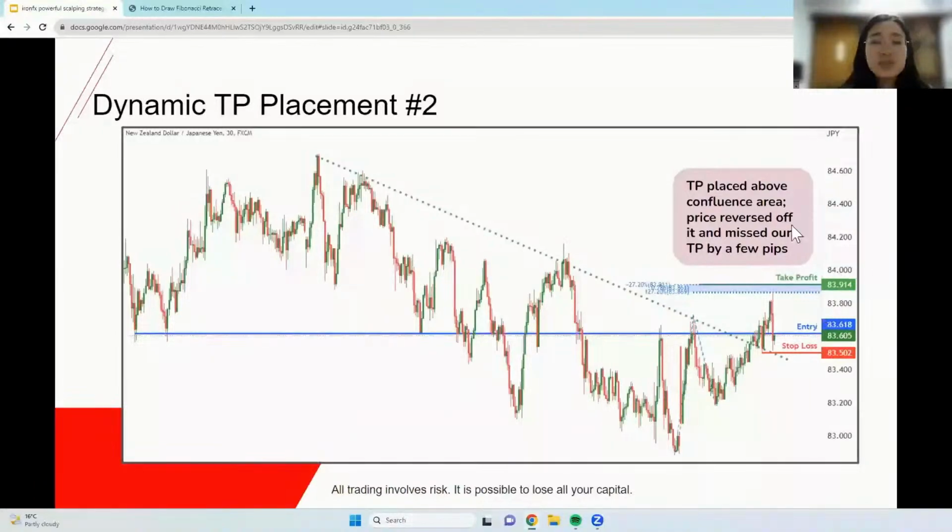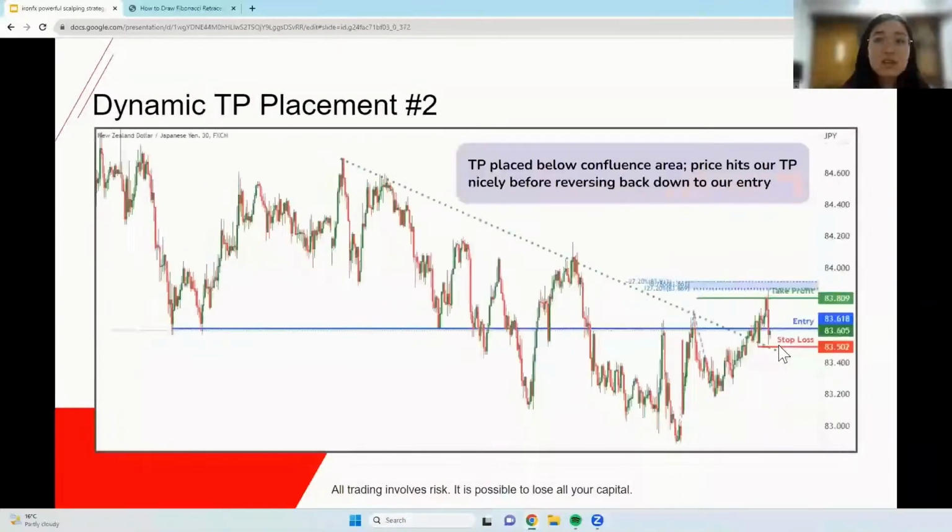So if I had placed my take profit above the confluence area, price actually reached it and reversed off of it. So it would have missed my take profit by a few pips. And it would have hit straight to my stop loss. Okay, whereas if I had placed my take profit below the confluence area, price hits our take profit nicely before reversing back down. Okay.